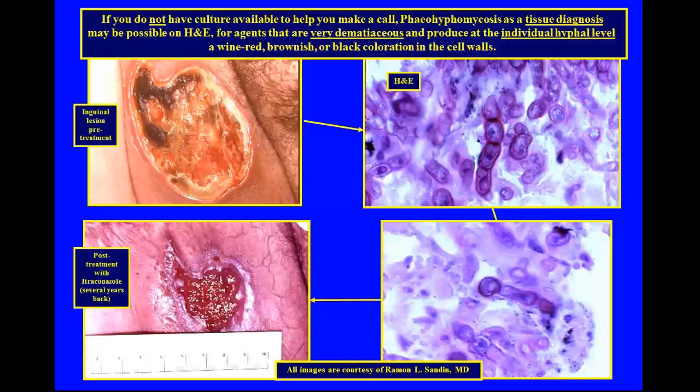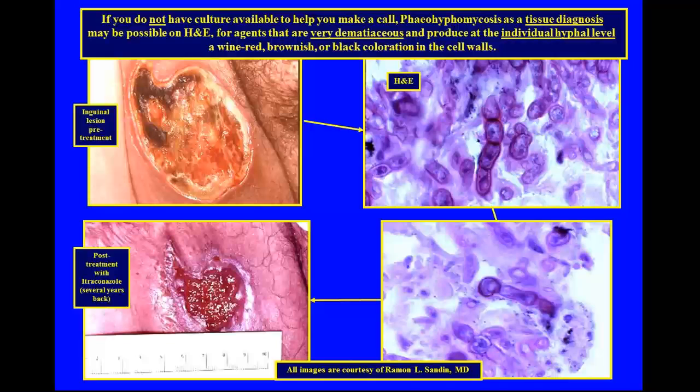So today we're talking about cases where you don't have the lab to help us. How far can we go in terms of a black mold? If you do not have culture available to help you make a call, phaeohyphomycosis as a tissue diagnosis may still be possible on H&E.